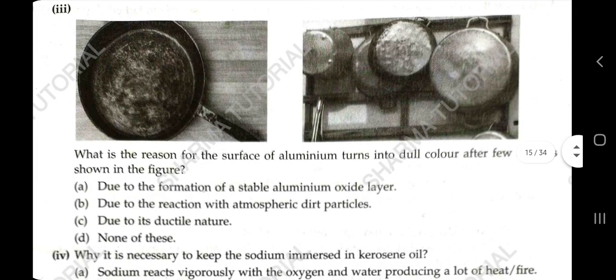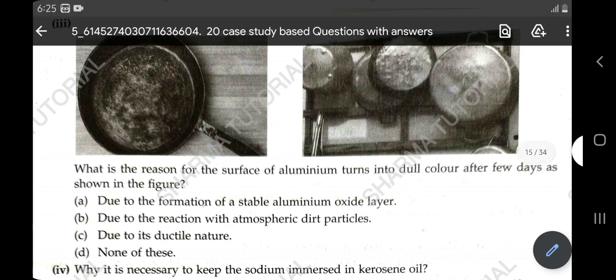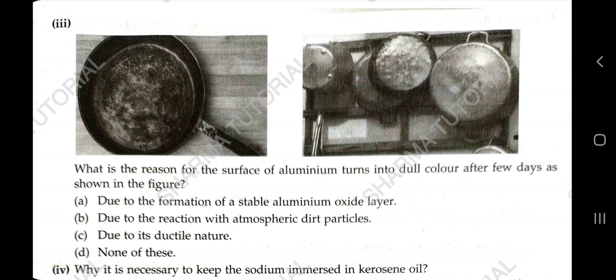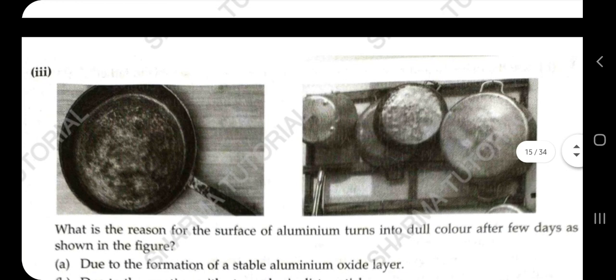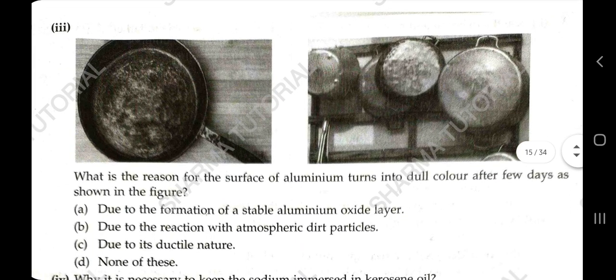Now let us move to the third question. What is the reason for the surface of aluminium turning a dull color after a few days, as shown in the figure? You can see the dull color on the aluminium pan. Now what is the reason for this?